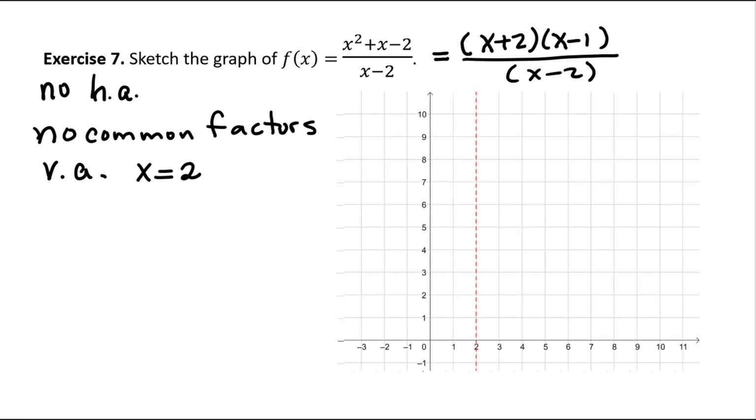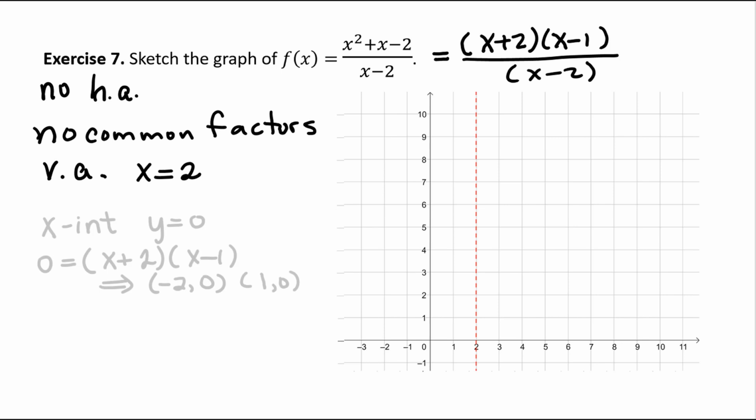Let's now find the x-intercept. The x-intercept is where y equals 0, and so we're going to set 0 equal to only the numerator. Again, when a fraction equals 0, only the numerator can equal 0. So we've got 0 is equal to the product of x plus 2 times x minus 1. Solving for each of those factors set equal to 0, we get that the x-intercepts are negative 2, 0, and 1, 0.